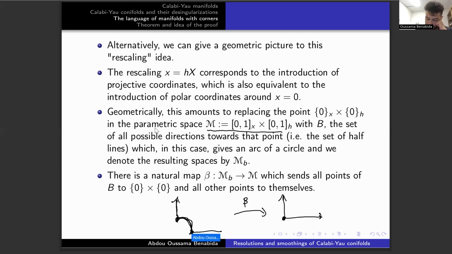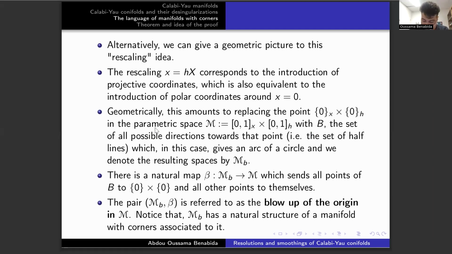What we're doing is that we keep all points here the same, just this new face is sent to the origin. The whole process, the pair M_B and the map beta, is known as the blow-up of the parametric space M, the blow-up of the origin in M.